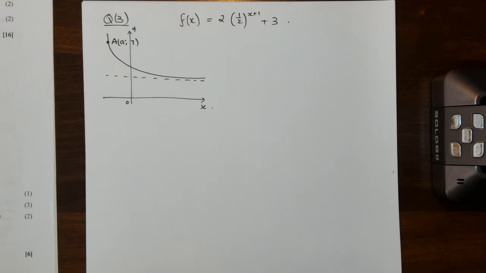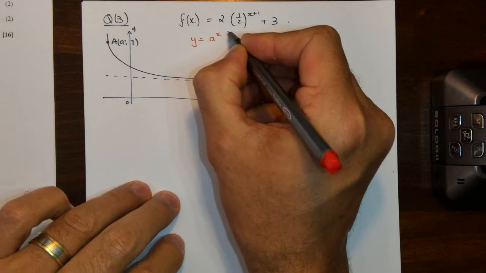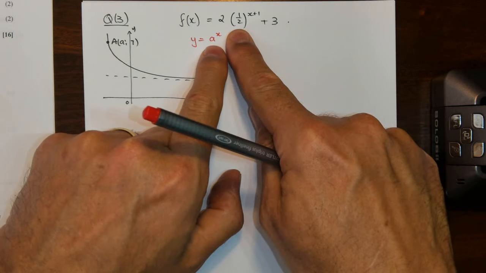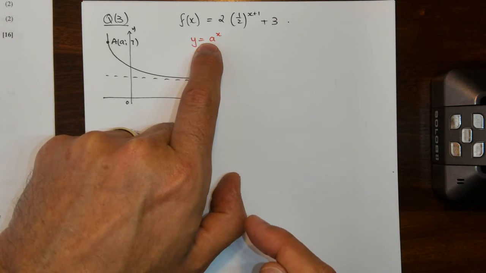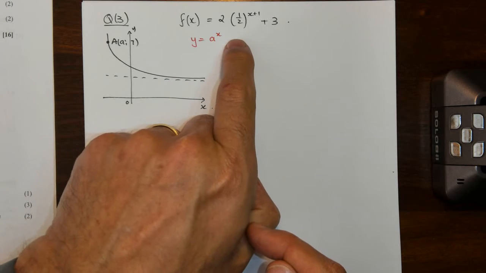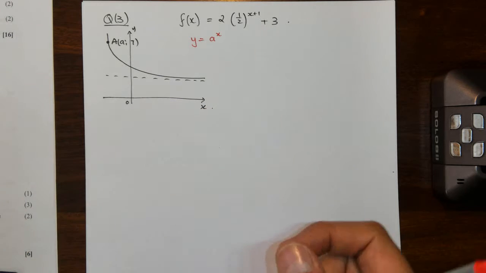Now remember, your mother curve for all exponential functions is y is equal to a to the power of x, where a is our base, in this case a half, and there's our power. So if there's anything in front of the a, it's a vertical stretch of factor 2. If there's anything added to it, it means it's a translation of the graph 3 units upwards.